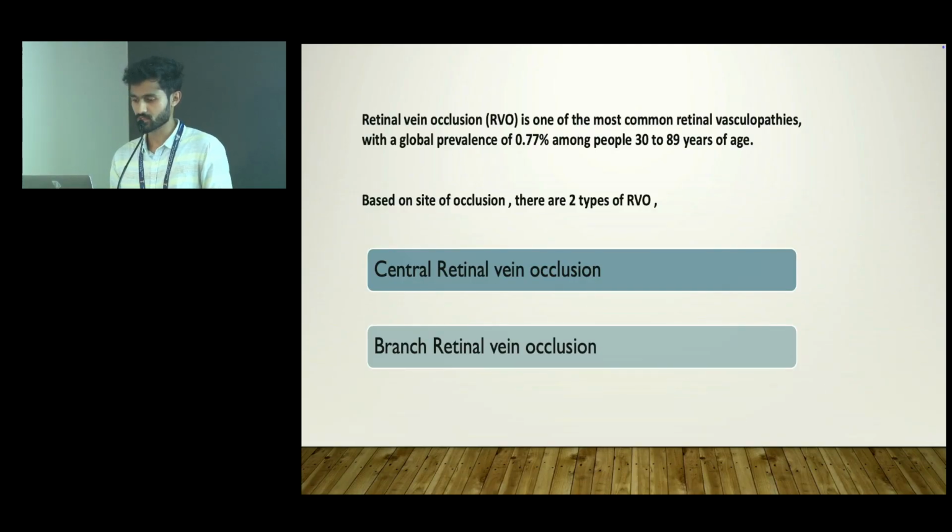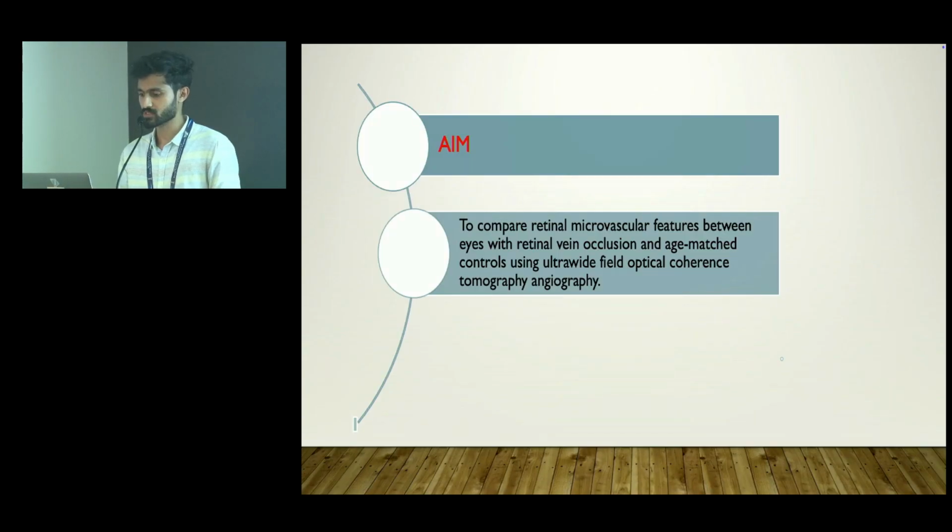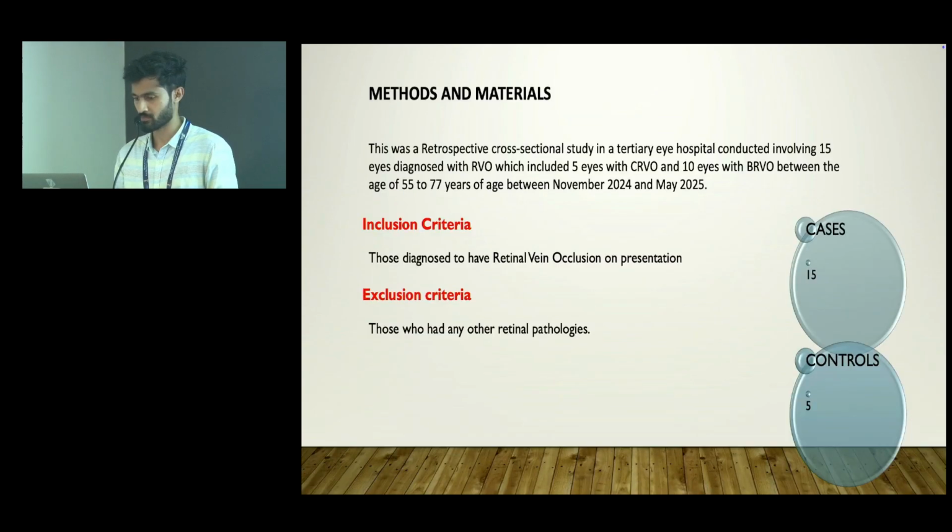Based on site of occlusion, there are 2 types of retinal vein occlusion: the central retinal vein occlusion and the branch retinal vein occlusion. The aim of our study is to compare retinal microvasculature features between eyes with retinal vein occlusion and age-matched controls using ultra-widefield optical coherence tomography angiography.